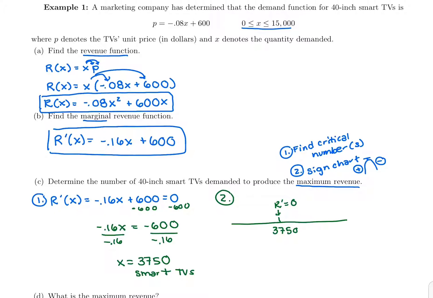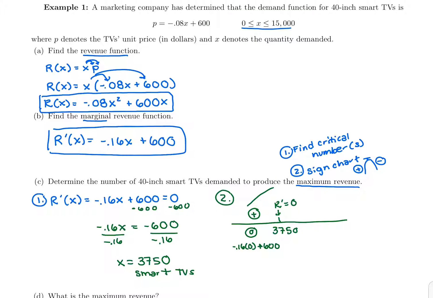And we just want to test any number before and after. So for before, it might not make too much sense in terms of the problem to test 0, but that's my favorite number to test. Remember, you always plug into the derivative. So I'm going to do negative 0.16 times 0 plus 600. So I'm going to get 0 plus 600, which is positive. So at first, this revenue function was increasing since its derivative was positive.